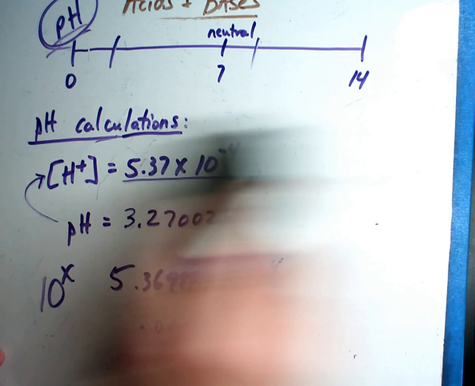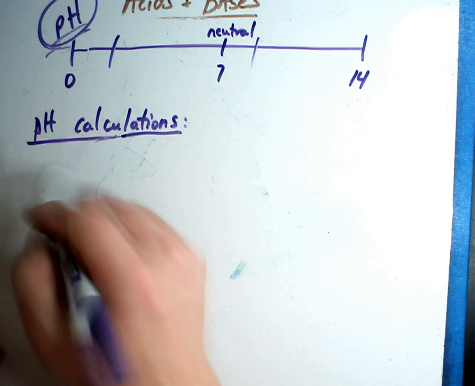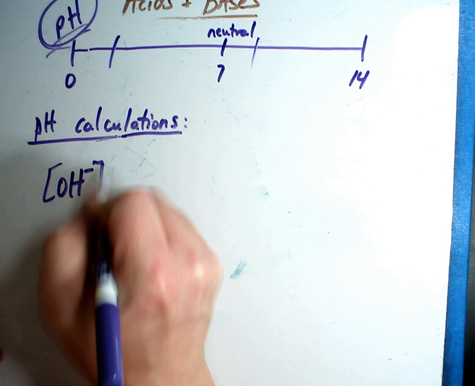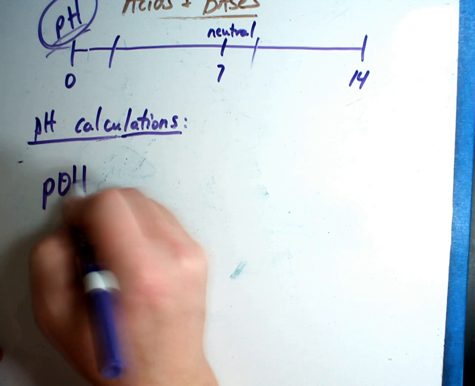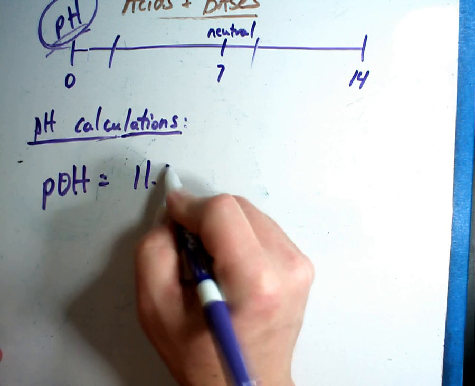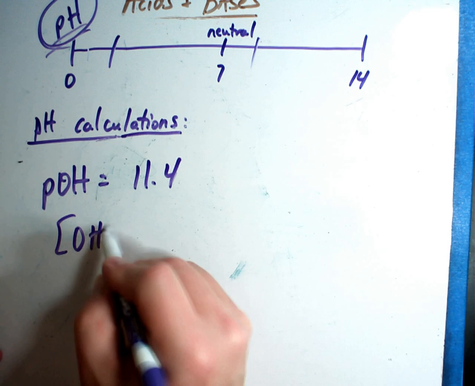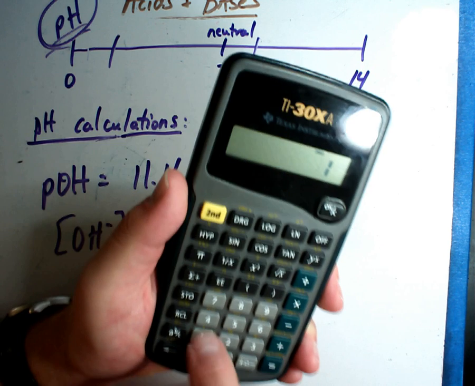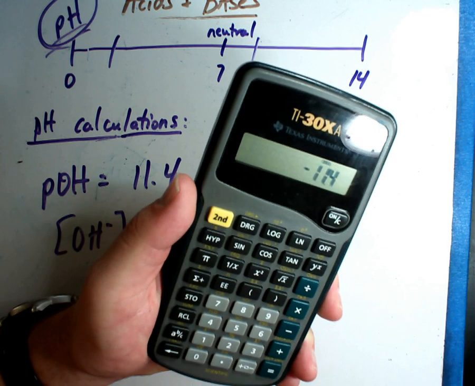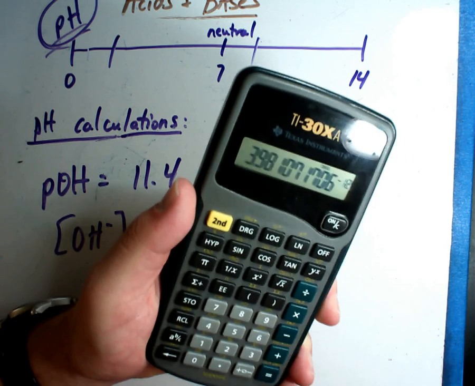All right, 10 to the x. Let me give you a completely different one. See if you can try this one. If I gave you an OH, no, we're going to go in reverse. If I gave you a pOH of 11.4 and I want to know what was the concentration that came from that. Pause the video, try it, see what you get. Alright, here's how you do it. 11.4. Put the negative back on it. This is how I use this calculator.